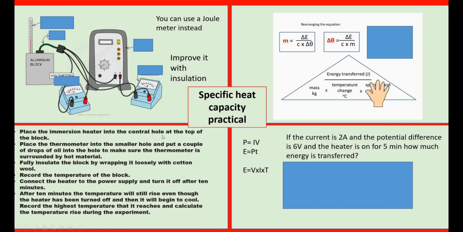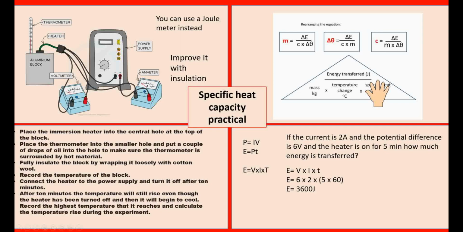So, moving on. Here, we've got a voltmeter and ammeter. The ammeter measures current, the voltmeter measures potential difference, and we can combine these things to find the power, and then by using a stopwatch, we can calculate the energy transfer to the aluminium block. A quick way to improve the experiment would be to put insulation around that block, reducing energy transfer into the surroundings.